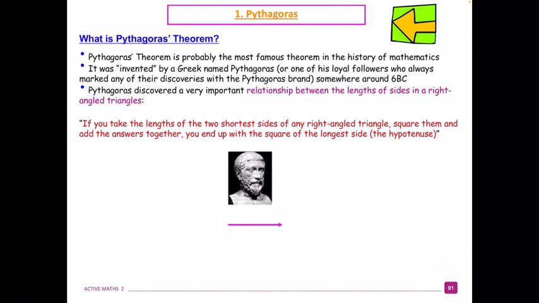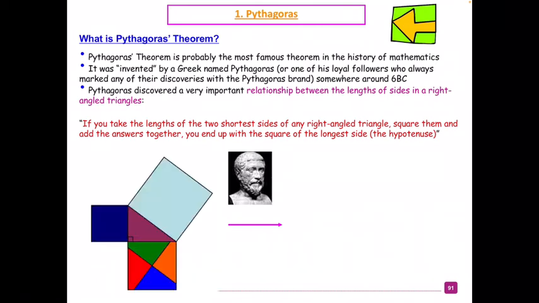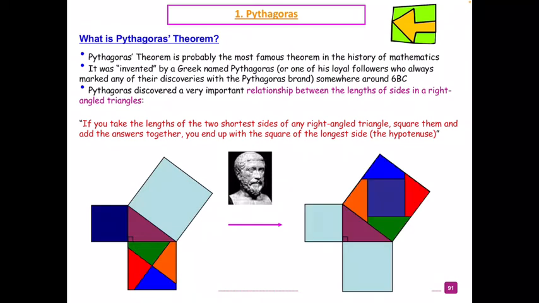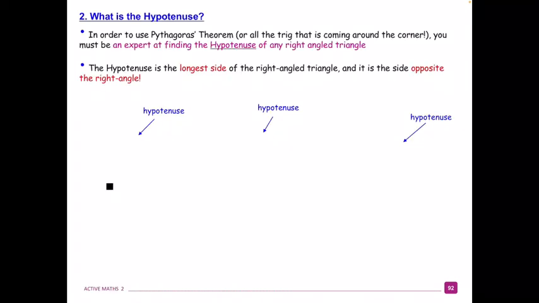Pythagoras discovered a very important relationship between the lengths of sides of a right angle triangle. He found that if you take the lengths of the two shortest sides of any right angle triangle and square them and add the answers together, you end up with the square of the longest side.